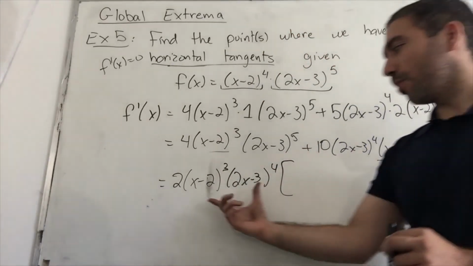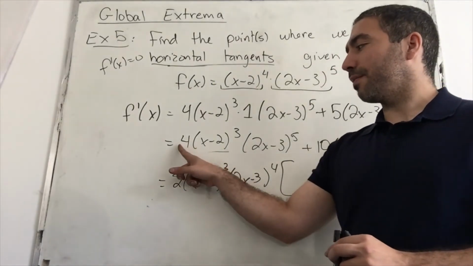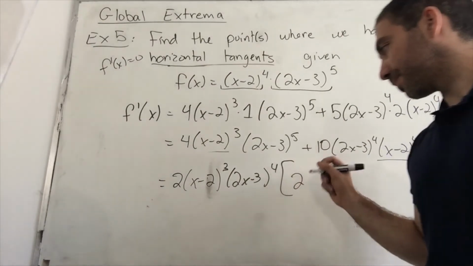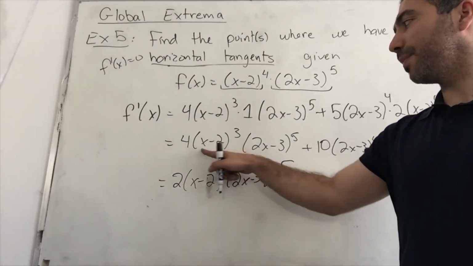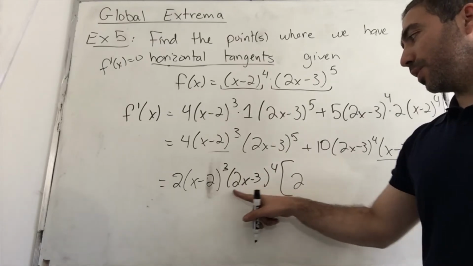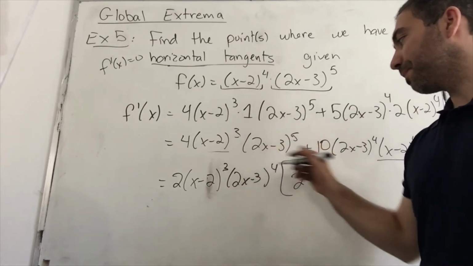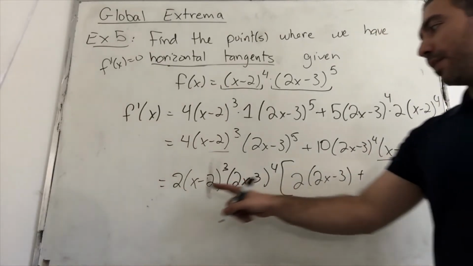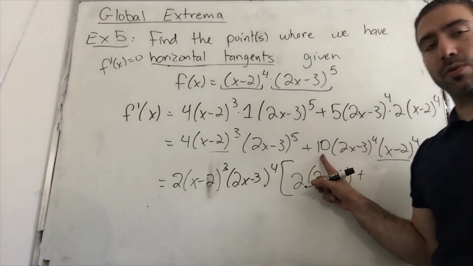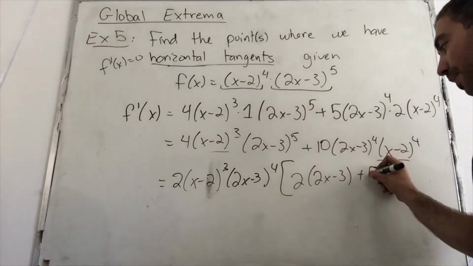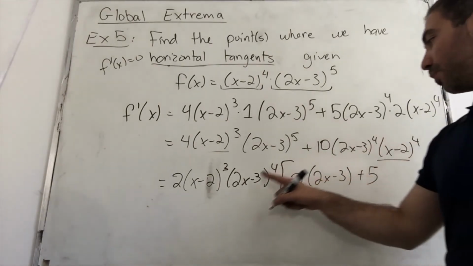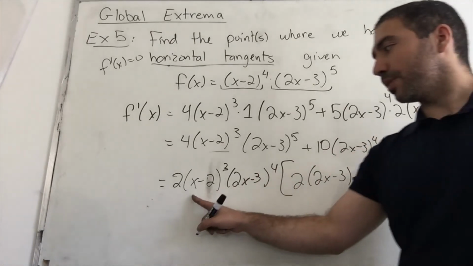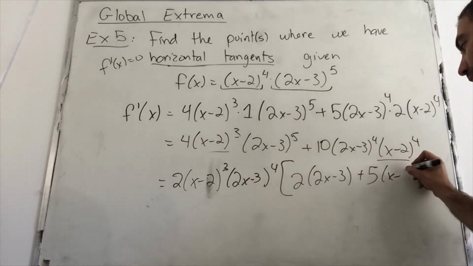Open bracket. If this is what we pull out, what's left over? So we had 4, we took out 2, or you divide it by 2, we're left with 2. X minus 2, we took out 3 of them, and there was 3, so there's none left. And we took out 2x minus 3 to the 4, and we had 5 of them, leaving us with 2x minus 3. Plus, next term, we took out a 2 from the 10, or we divided by 2 from the 10, leaving us with 5. 2x minus 3 to the 4, we took out all of them. And then the x minus 2 to the 4, we took out 3 of them, leaving us with 1 x minus 2.